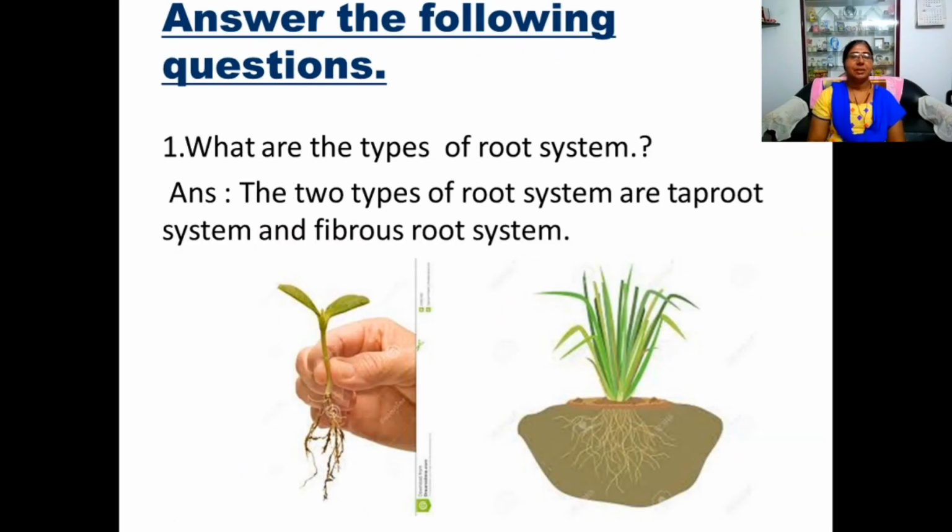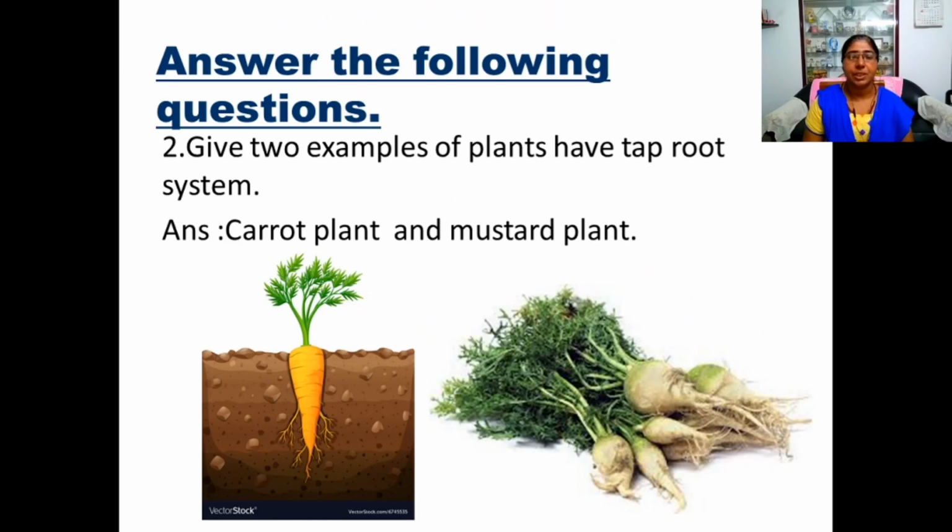In this chapter we have learned about roots and its functions. There are two types of root system, taproot system and fibrous root system. So let us do some questions in this chapter. First one, what are the types of root system? The two types of root system are taproot system and fibrous root system. Second question, give two examples of plants of taproot system. Examples are carrot plant and mustard plant.